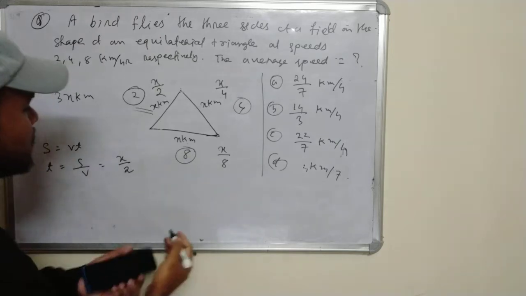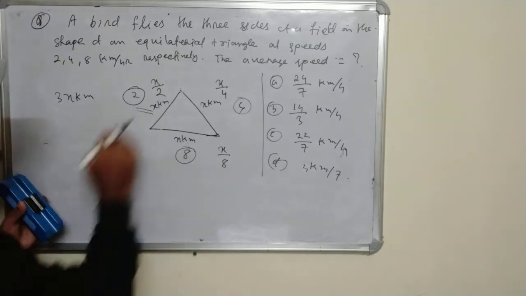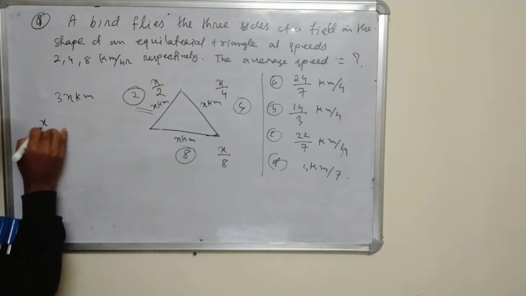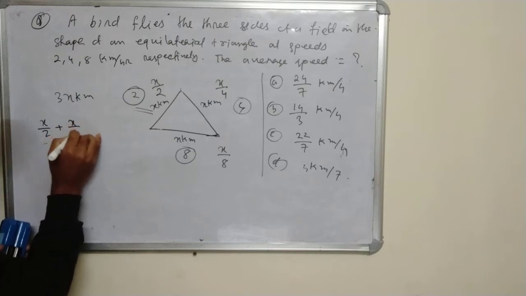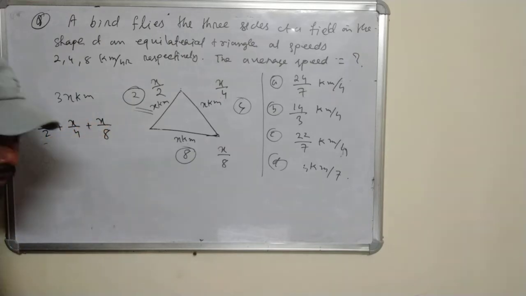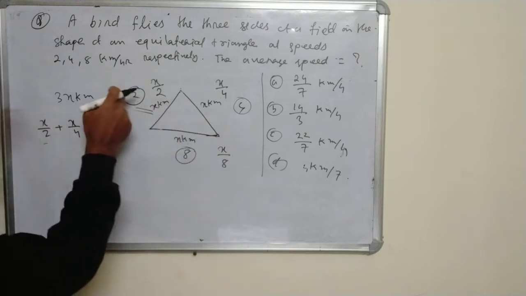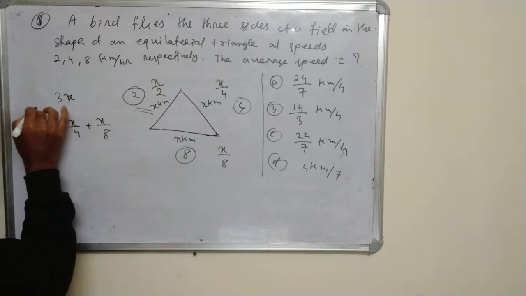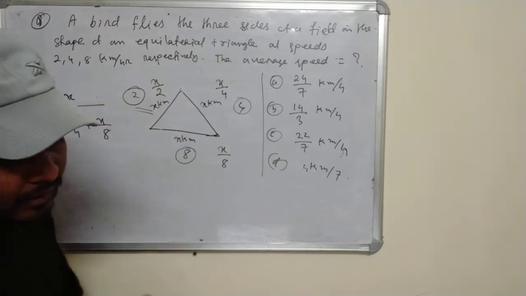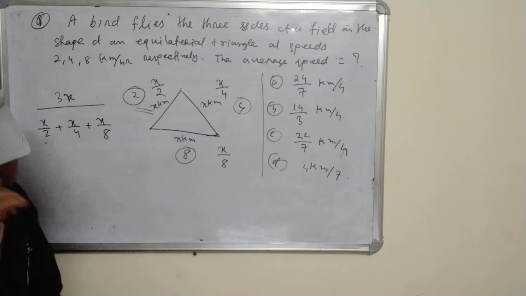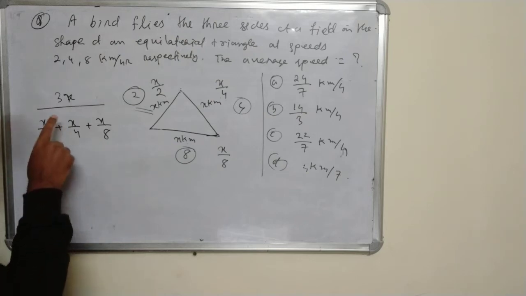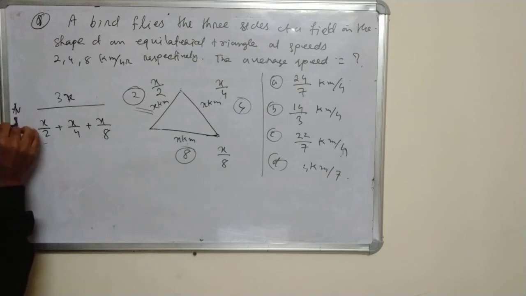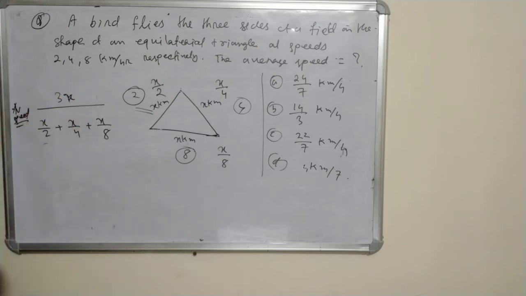What will be the total time? The total time is x by 2 plus x by 4 plus x by 8. And the total distance is 3x kilometers. So this is the average speed: total distance by total time.